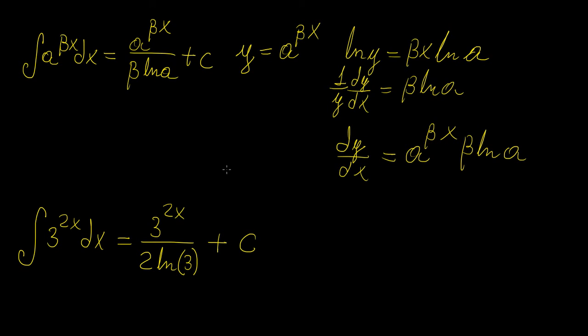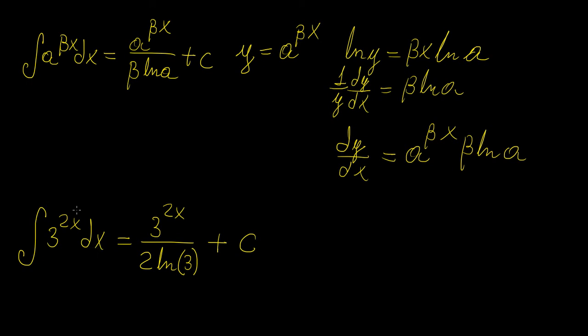Now, if we perform differentiation on this function, we're going to use this formula. So we're going to have 2 times natural log of 3. That's going to be multiplied by this function, so that's going to cancel out with this. And we're back to 3 to the power of 2x.